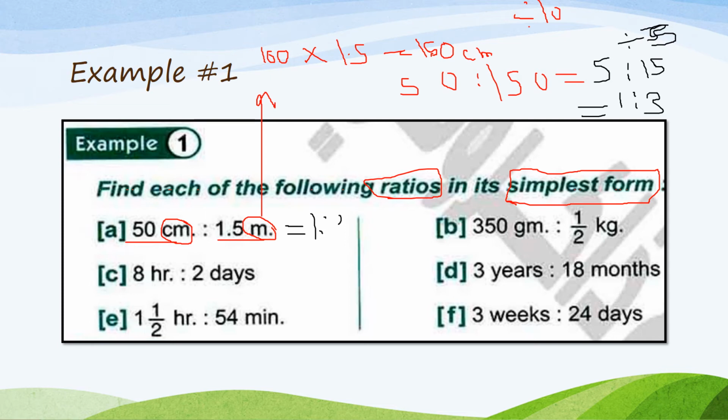So, no, I'm sorry, both of these are divisible by 5. So here we can divide. Both of these are divisible by 5. 5 divided by 5 is 1 and 15 divided by 5 is 3. So the answer is going to be 1 to 3.